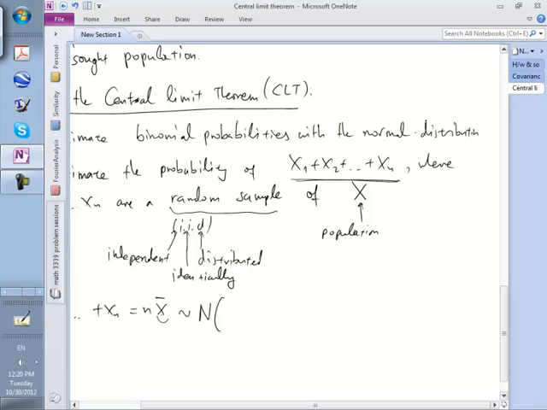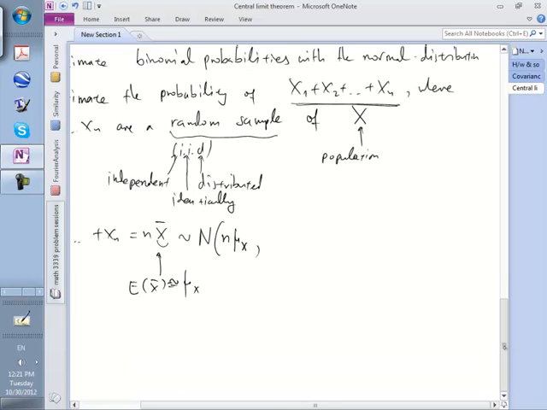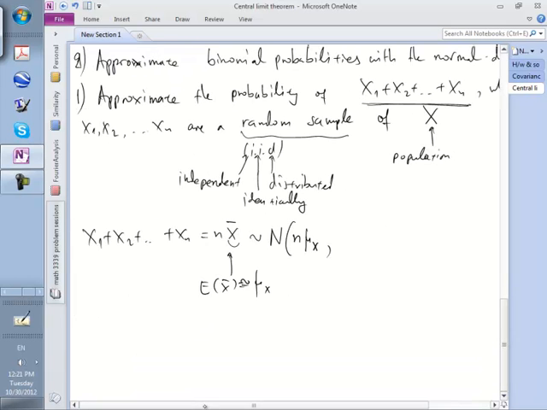N times what? The mean of x, okay? So this is going to be n times the mean of x. Why? Because the E of x bar is approximately equal to the mean of x. And what is going to be the standard deviation of the sum? So let's look at the variance of the sum first.